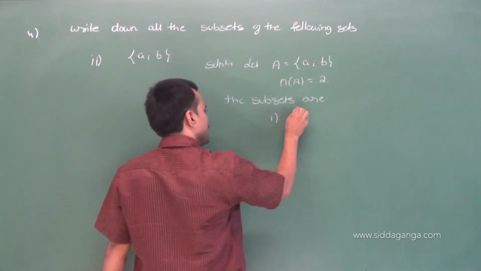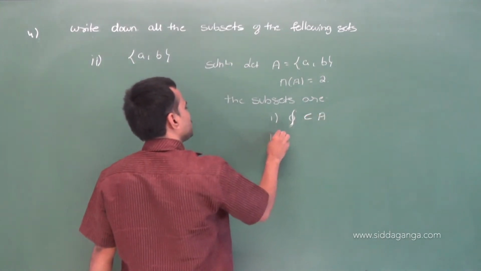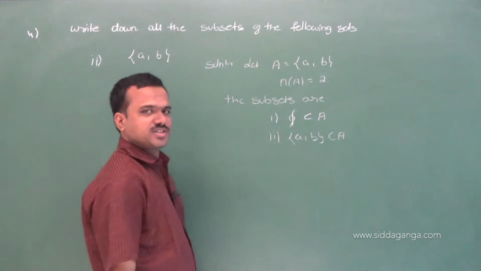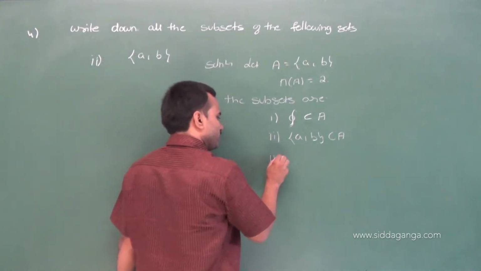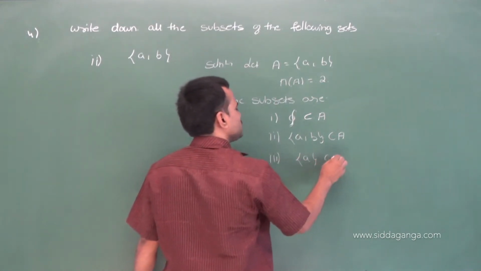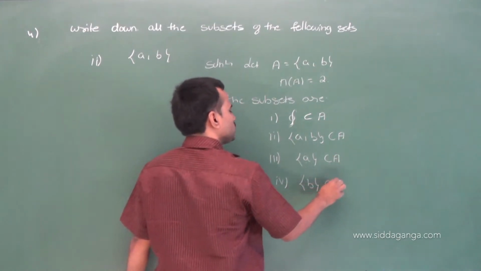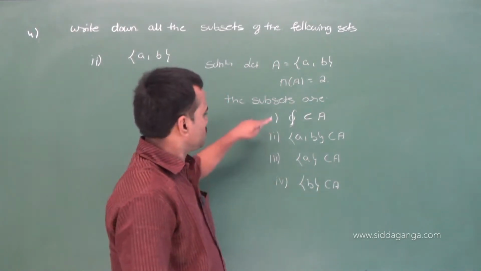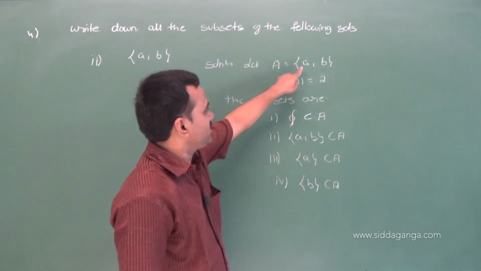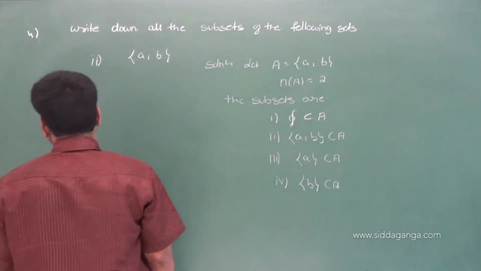first one is the empty set, which is a subset of A. Second one is the set itself, {a, b}, a subset of A. Third one, we write one more set containing only the single element a. It is also a subset of A. Fourth one contains only one element, that is b, also a subset of A. Correct? So the subsets are the empty set, the set itself, the set containing single element a, and the set containing single element b. Correct? Okay.